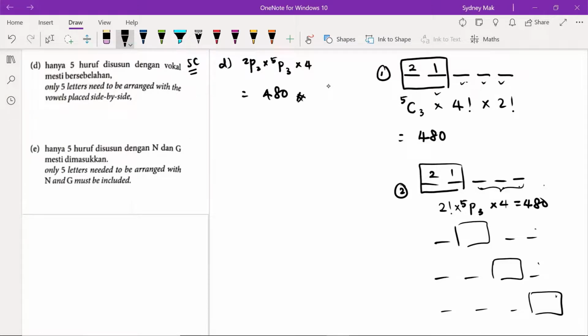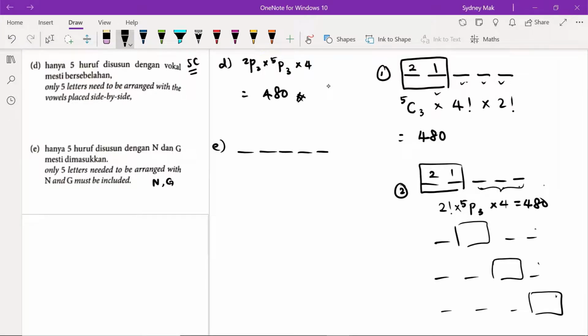Now let us move on with E. Only 5 letters needed to be arranged, with N and G must be included. N and G must be included, but it never says which position they will take. So for E, 1, 2, 3, 4, 5, only 5 is arranged, and N and G must be included.